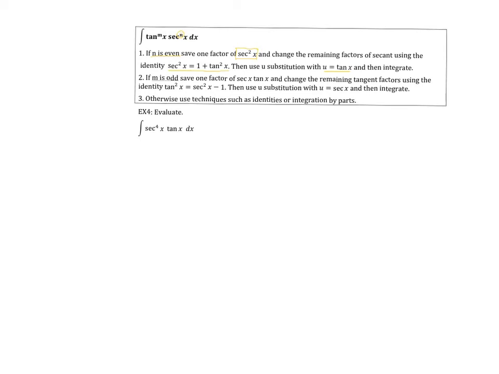of. Now, if the exponent on tangent is odd, then you're going to save one factor of secant tangent. Change the remaining tangent factors. Since it's odd and we had one tangent that we pulled out, we're going to change the remaining factors using the identity that tangent squared is equal to secant squared minus 1. So our u substitution will be secant, because the derivative of secant is secant tangent, which will become du.